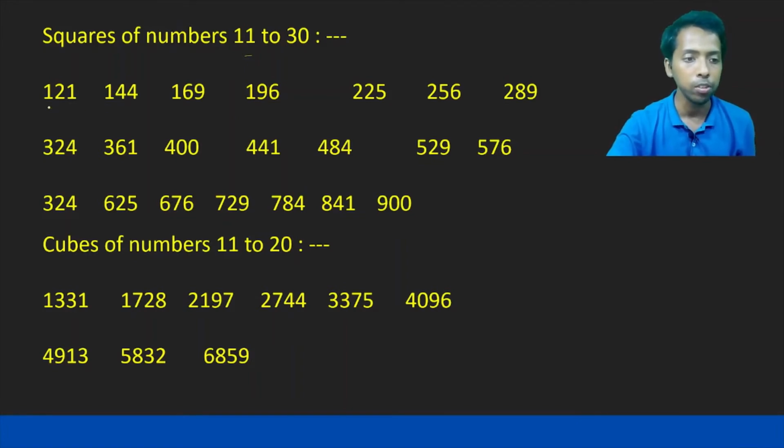So this is 11 square, 121. Just take a look here: 144, 169, 196, 225, 15 square. Okay, 784. Whenever you see 784, that means this is 28 square.